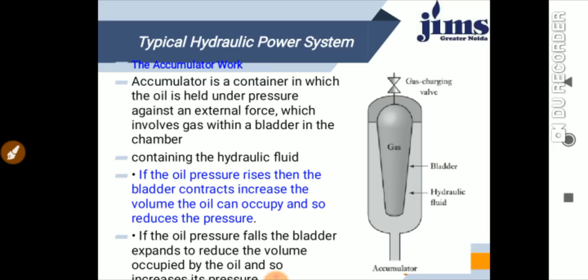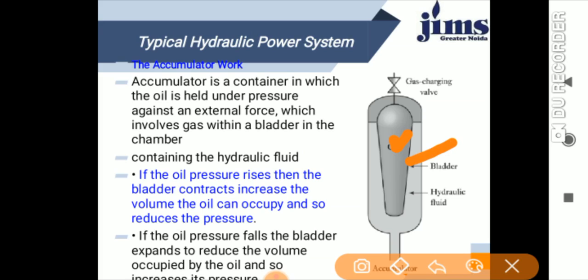Now we are talking about the accumulator. What is the work of accumulators? An accumulator is a kind of container in which oil is held under pressure against an external force, which involves gas within a bladder in the chamber. You will see this is the accumulator, where the gas is filled inside, this is the bladder, and this is the hydraulic fluid.